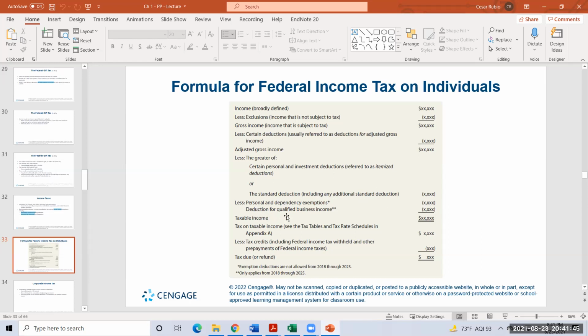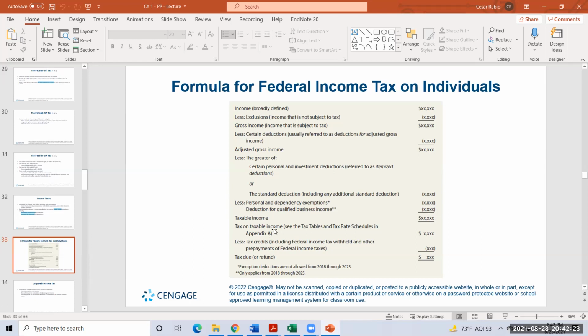But then you have a deduction for qualified business income. You will only have this if you are self-employed and you have a profit, or you have a pass-through, which we'll talk about later. But if you have that business income and you have a profit, there's a certain percentage that you can deduct. So that'll reduce it further. So now that you have all of these numbers, you're going to take this number, subtract, subtract, subtract. As soon as you apply those subtractions, you'll arrive at taxable income.